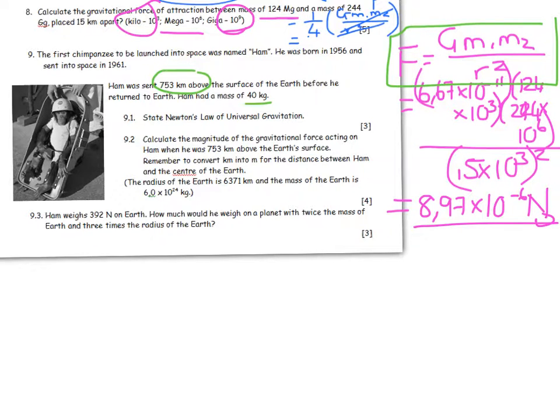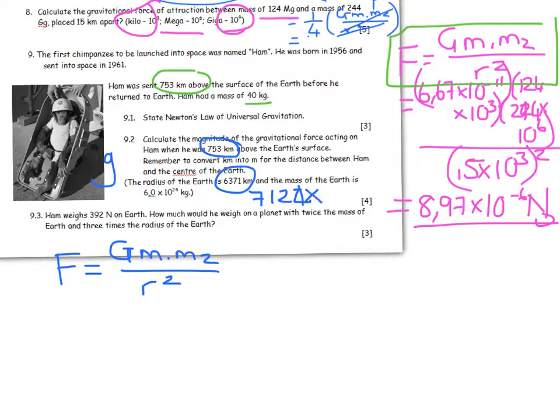9.2, calculate the gravitational force acting on Ham when he was that high above the Earth. So the gravitational force, and you've got to know the difference between gravitational acceleration, which is g, and it's in meters per second squared, and gravitational force, which is the whole bang shoot. So it's G m1 m2 over r squared. The big thing here is to have added your radius of the Earth and the distance that Ham was above the Earth, and you get 7,124, and then that's got to go into meters because it's kilometers, so times 10 to the power of 3. Substituting in 6,67 times 10 to the negative 11.